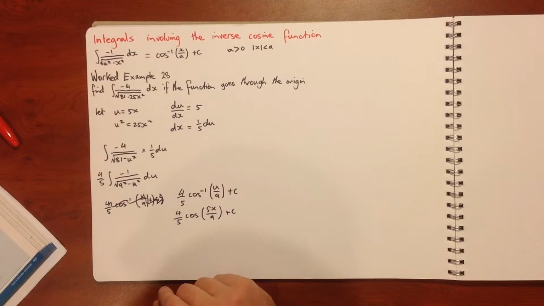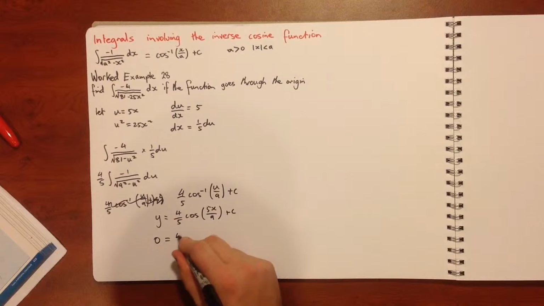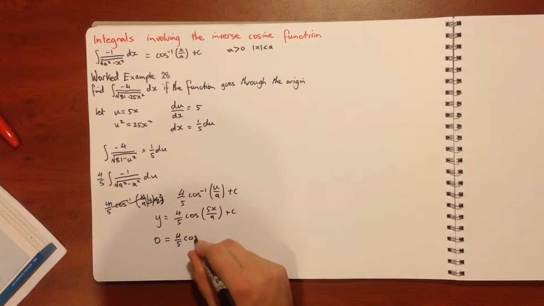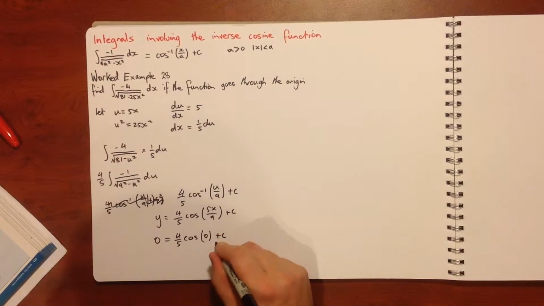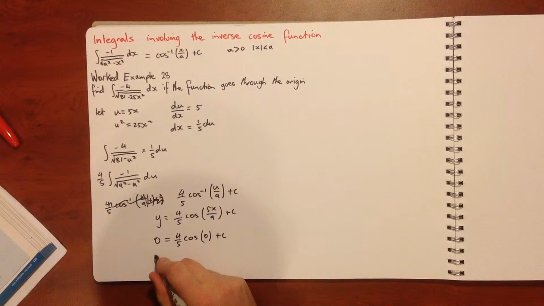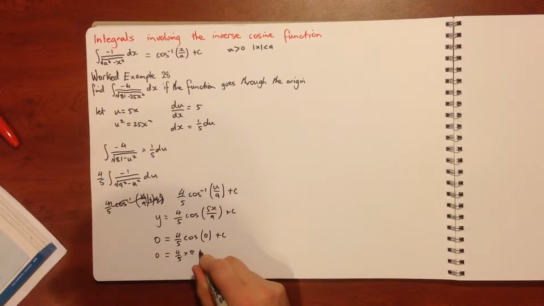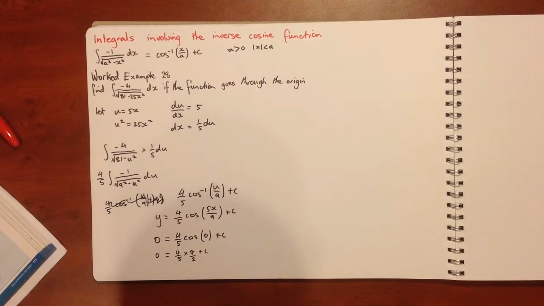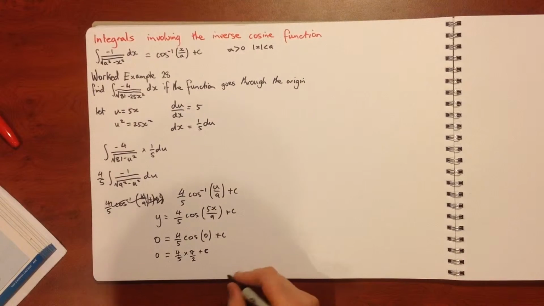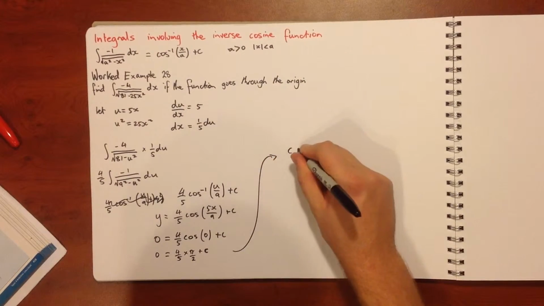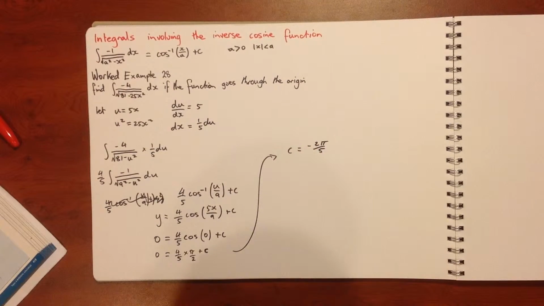Then we know we go through the origin, because this is equal to y. So at the origin, 0 equals 4 on 5 times the inverse cos of 5 times 0, which is 0, so we end up with inverse cos of 0 plus c. Which means we get 0 equals 4 on 5 times pi on 2 plus c, because cos is equal to 0 at pi on 2. When we rearrange that, we get c equals negative 2 pi on 5, because the 4 and the 2 can cancel down.